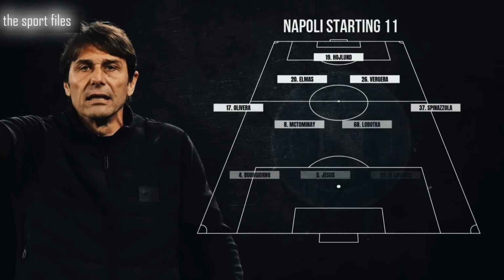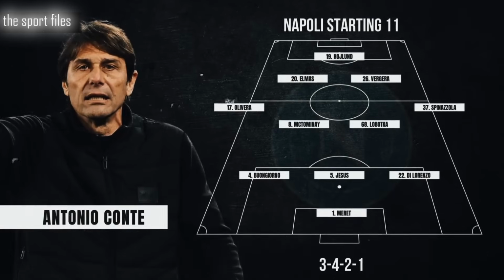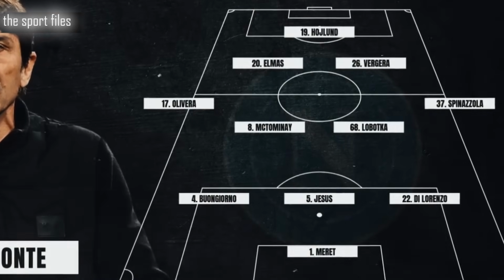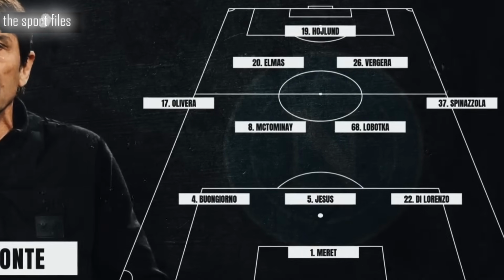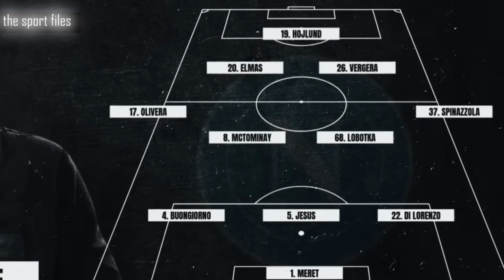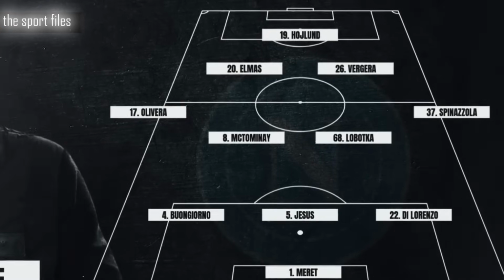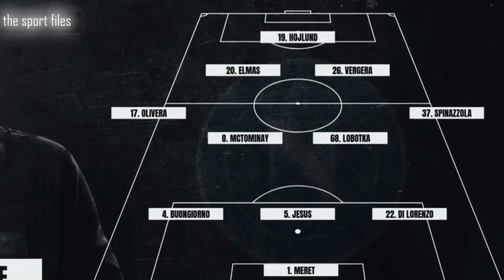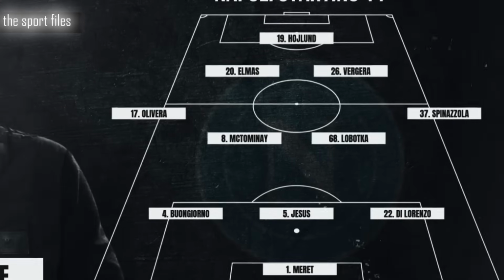An injury crisis forced Napoli to make several changes. On paper, they lined up in a 3-4-2-1 formation. Alex Meret was chosen to replace Milinkovic-Savic. In the midfield, McTominay partnered with Lobotka, flanked by Spinazzola and Oliveira. Up front, Højlund was supported by two attacking midfielders, Elmas and Ferragara.